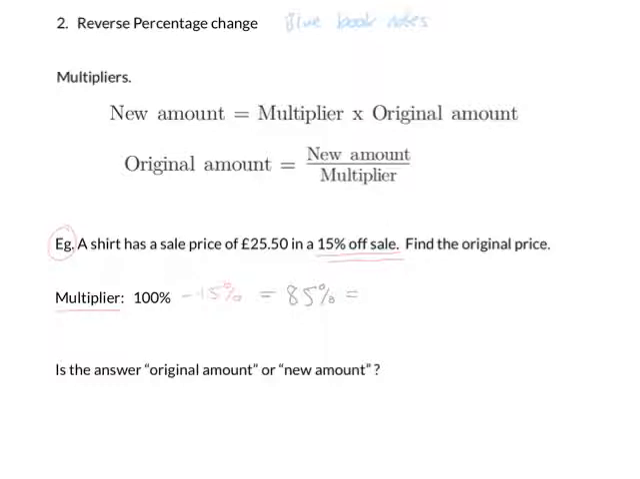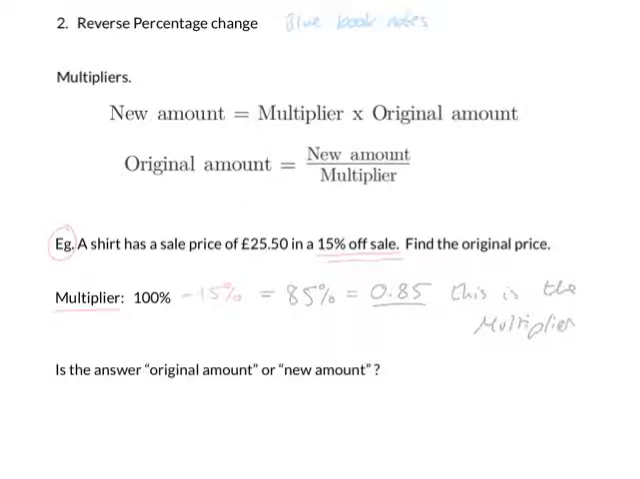This gives us 85%. We need to turn that into a decimal, and that decimal is the multiplier. So that's what the multiplier is, and that's how you're going to find it.